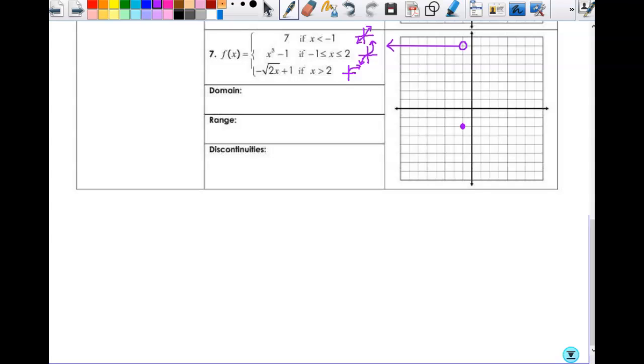Then I substitute in 2. 2 cubed is 8, -1 is 7. So I go to the right 2 and up 7, and it's closed. And clearly that's not enough points to get my curve in there, because it's supposed to be cubic, and that doesn't tell me much. So I've got the 2 endpoints. Then I can start doing my anchor points.